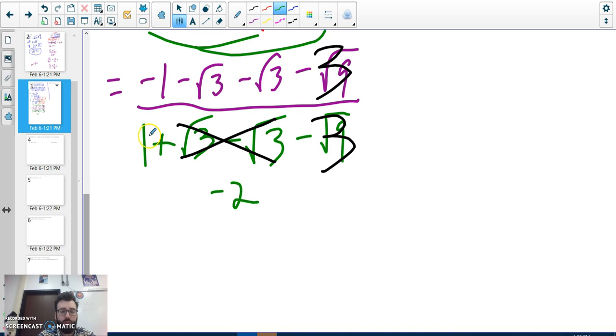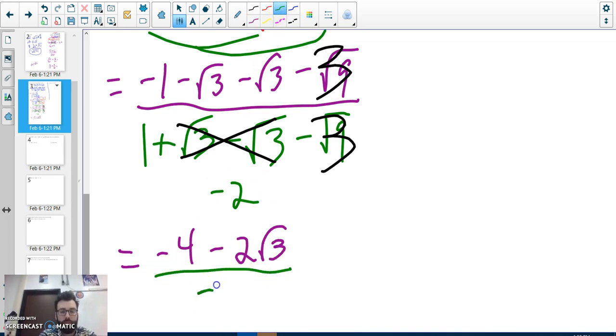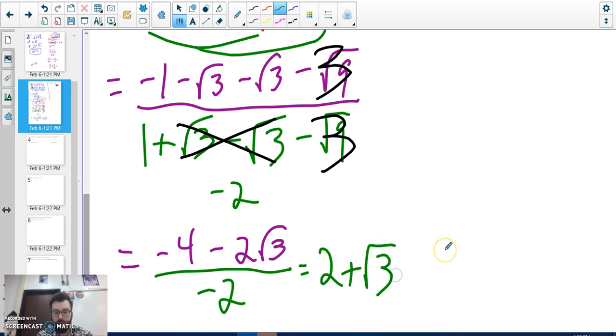So I have negative 1 minus 3 in my numerator. Negative 1 minus 3 gives me negative 4. Negative root 3 plus negative root 3 gives me minus 2 root 3. And that's all over negative 2. I'm going to simplify. Negative 4 divided by negative 2 is 2. Negative 2 root 3 divided by negative 2 is plus root 3.